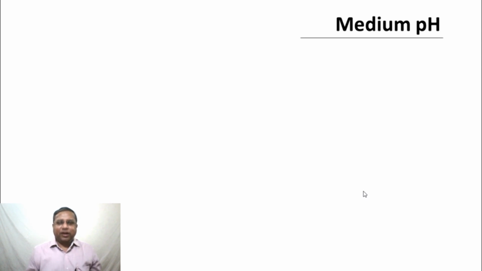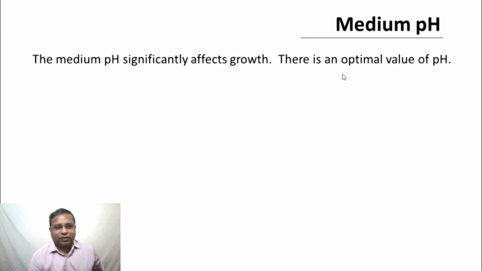Okay, that I think is good information on temperature for us. Let us look at the second variable, which is the pH of the medium. The pH, as a first approximation, is the negative of the logarithm of the hydrogen ion concentration. The hydrogen ion concentration in the medium could be measured, and that gives us the pH. The medium pH significantly affects growth, and there is an optimal value of pH that we can expect.